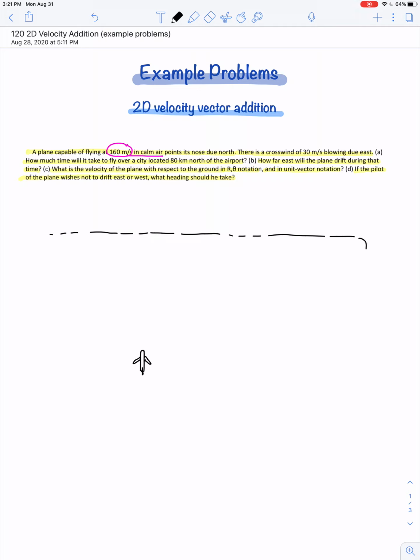So that distance from the plane's origin to the final destination lies along, we'll call it the y-axis. So I think it's fair to say the north-south axis is our y-axis and the east-west is our x-axis. So there's a displacement of 80 kilometers along the positive y-axis. And then there's a crosswind due east of 30 meters per second.